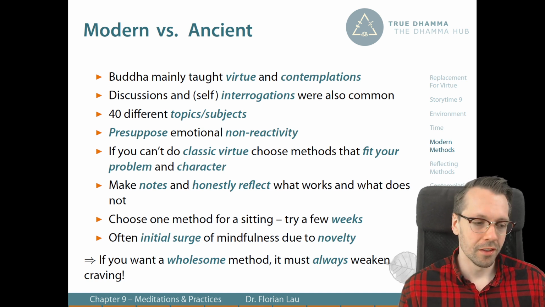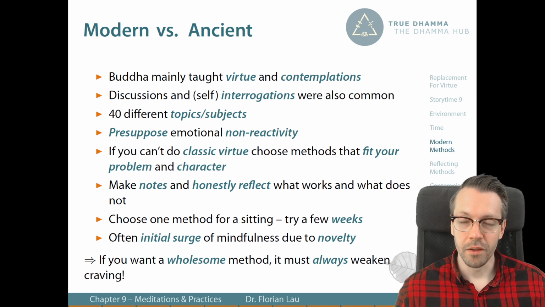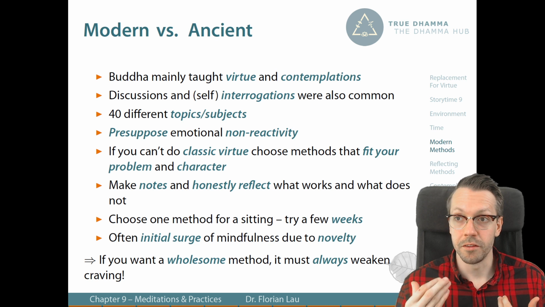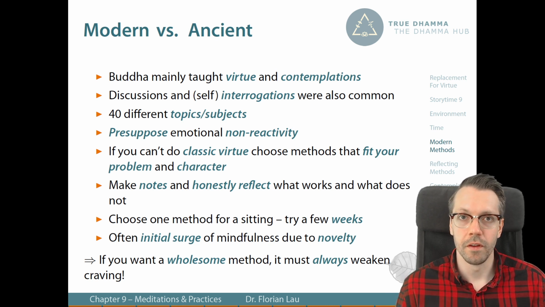So when the Buddha asks a monk if he sees all sankharas as impermanent, or if he sees that the eye is impermanent, and you cannot see that, then that method is not of benefit for you, because you do not fulfill the necessary condition. If you, however, see that the eye is impermanent, that the ear is impermanent, and all those things, then his method will likely apply to you. So yeah, you have to make sure that you actually fulfill the necessary preconditions for a certain type of training. And if you can't do classical virtue, choose a method that fits the problem that you are trying to overcome right now and your character.